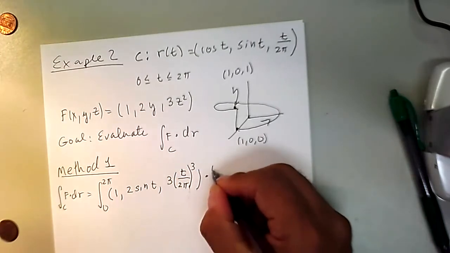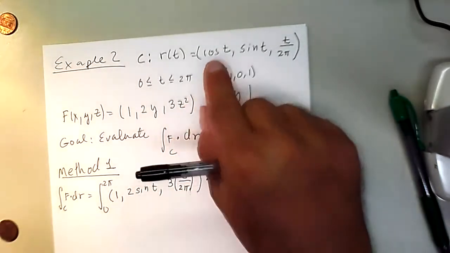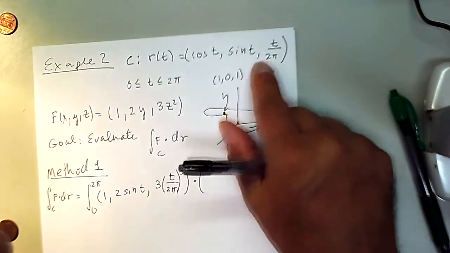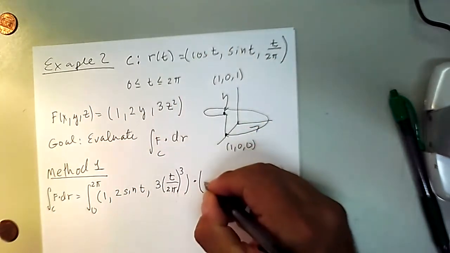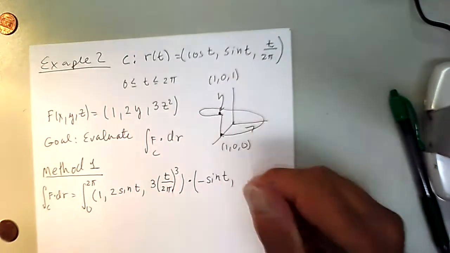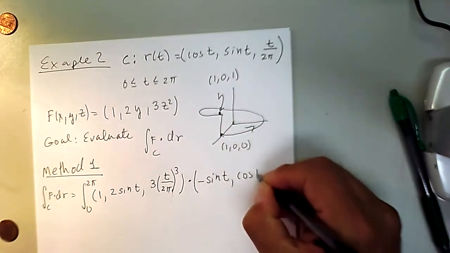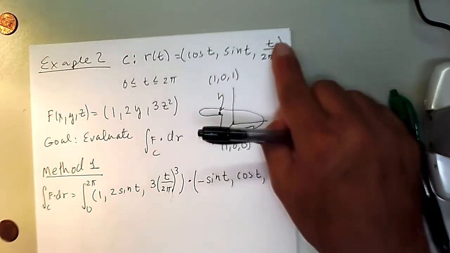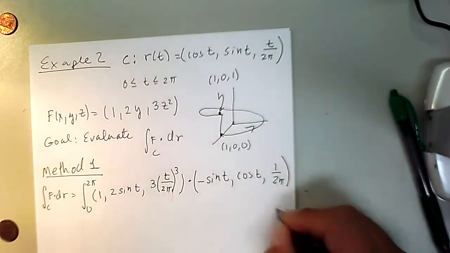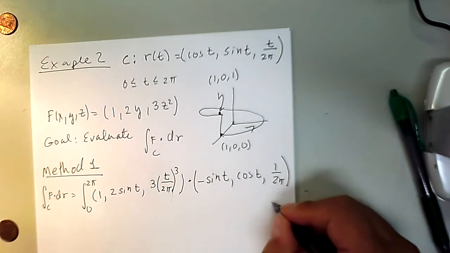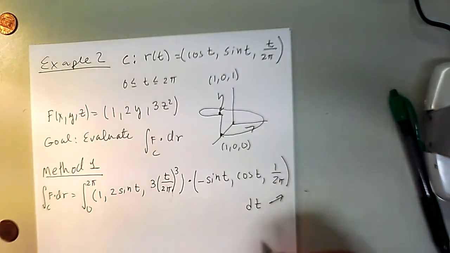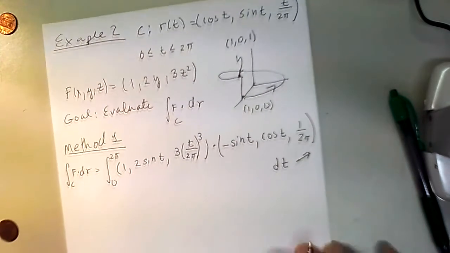And we're going to dot that with the derivative of this path, which will be negative sine t, cosine t, and then 1 over 2 pi. Don't forget the differential. So I'm going to put an arrow since I run out of room. And there is a differential there.